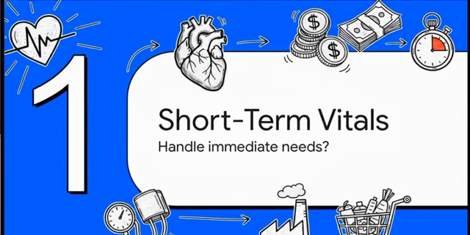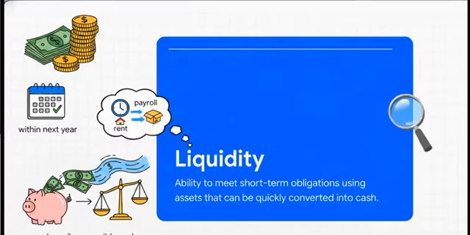All right, first up in our checkup, we're looking at the short-term vitals. This is basically the financial version of checking a patient's pulse and their blood pressure. We really need to know, can this company handle its day-to-day needs right now? The key idea here is something called liquidity. And really all that means is, does a company have the ability to pay the bills that are due within the next year? Things like payroll, rent, paying its suppliers. The big question is simple, does it have enough cash that's easy to get to cover all of that?